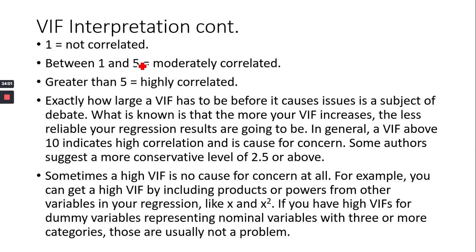For example, you can get a high VIF by including products or powers of other variables in your regression, like x and x squared. If you have high VIFs for dummy variables representing nominal variables with 3 or more categories, those are usually not a problem. So I want you to take note of the interpretation.